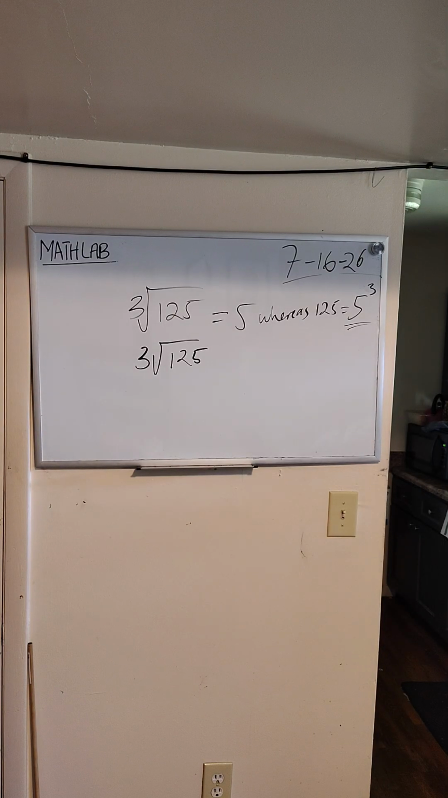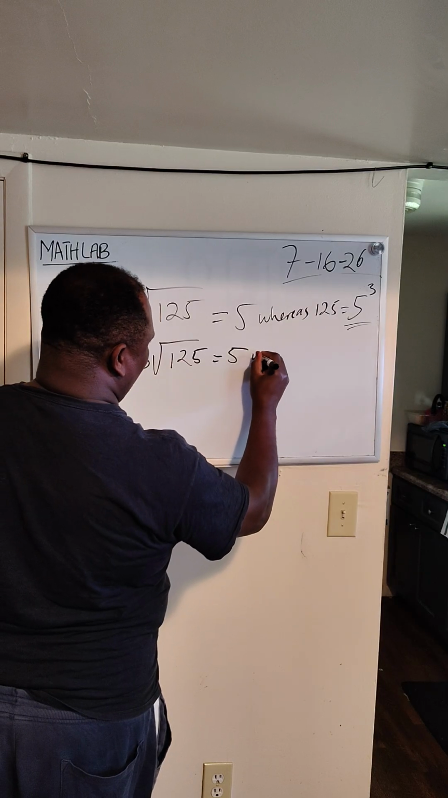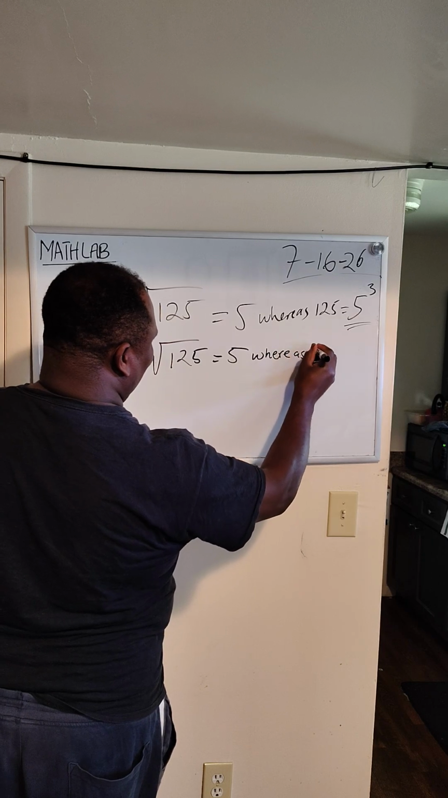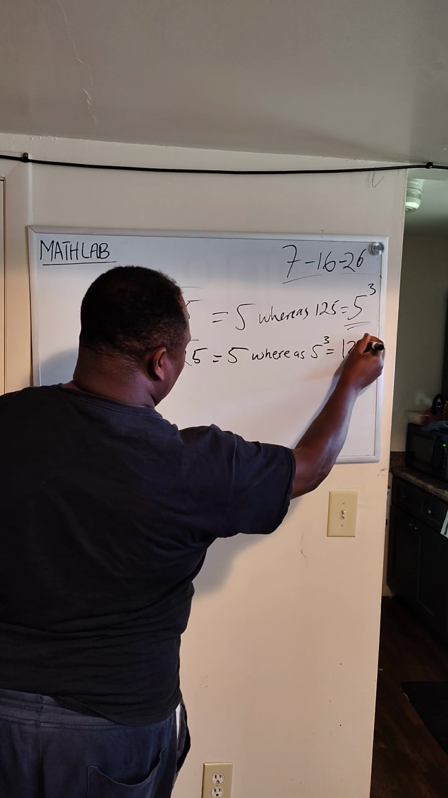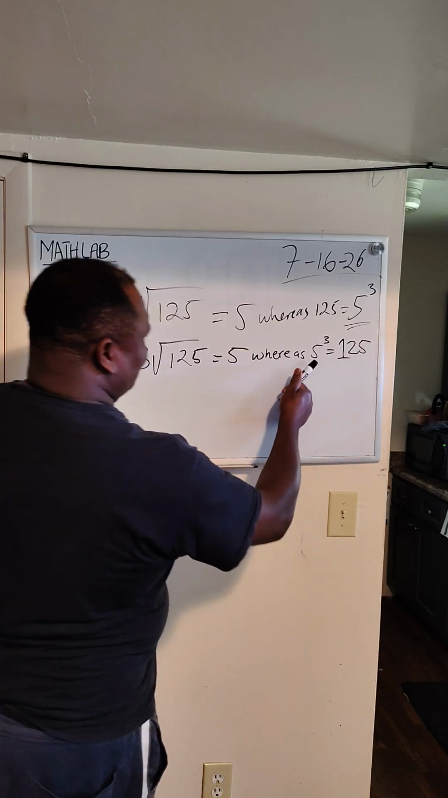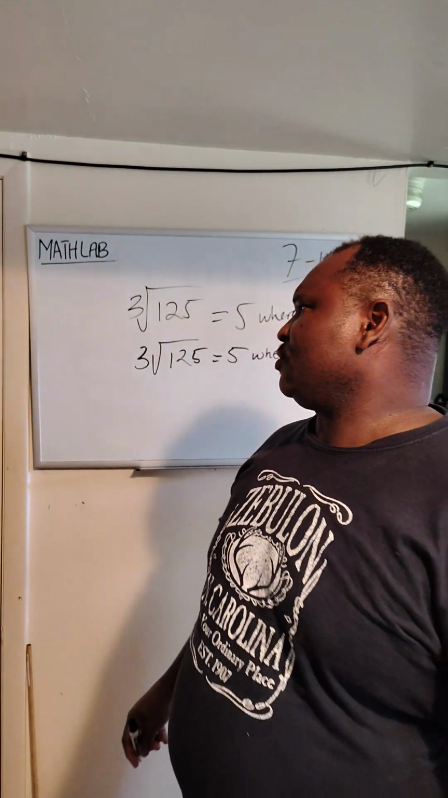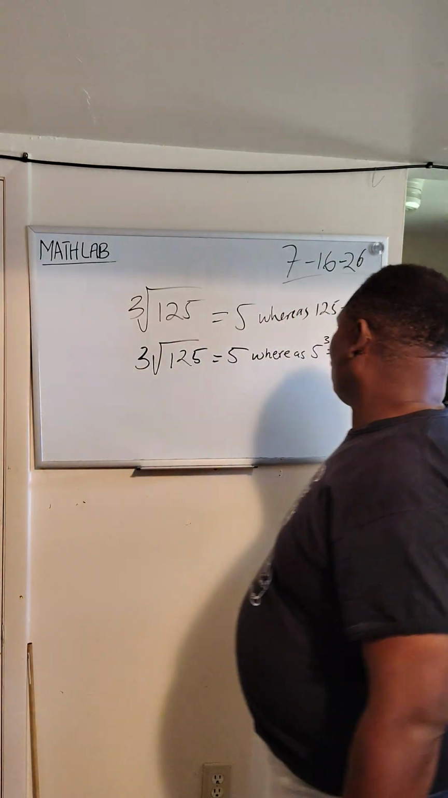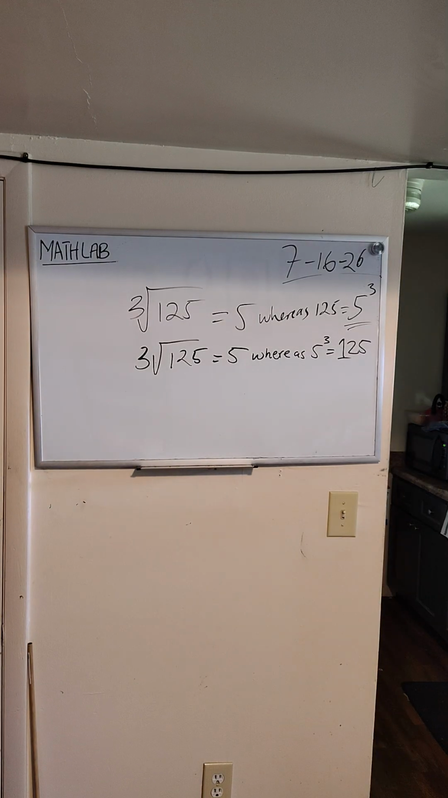So you're going to put it like that, and then you're going to say is equals to 5, whereas 5 to the power of 3 is equals to 125. And then you probably get your 2 marks. You'll get your 2 marks for writing it that way.